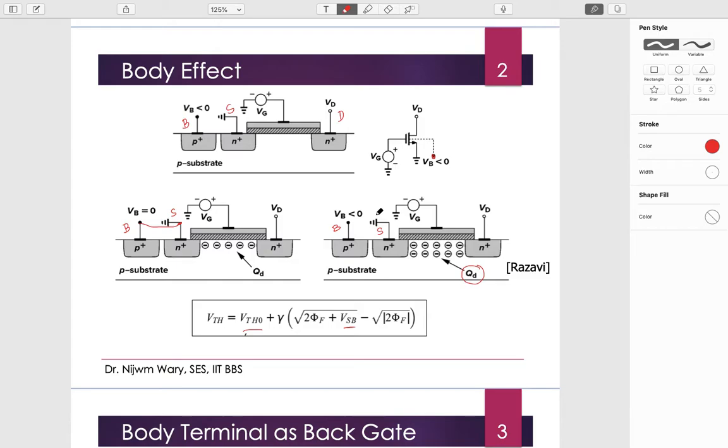Sir, about VB, the body voltage. Is it external or internal? What do you mean by internal and external? I mean, is it externally applied or internally developed inside the circuit? This is externally applied.